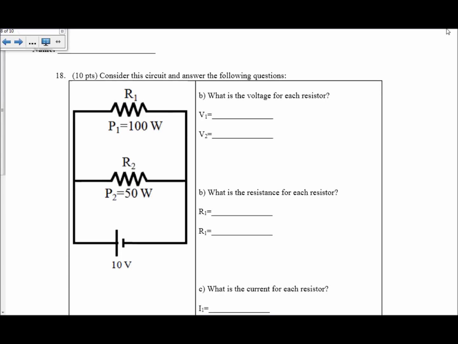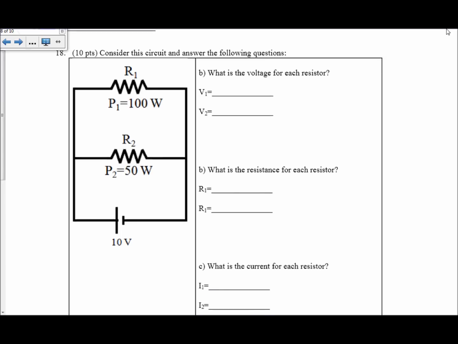Consider this circuit and answer the following questions. What is the voltage for each resistor? They're in parallel, so the same voltage, 10 volts. What is the resistance for each resistor? Well, power is V squared over R, so my resistance is just V squared over P. So for example, 10 squared over the power, which was 100 watts. So that's 1 ohm, I'm sorry. Yeah, 1 ohm for the resistance. And here it's 10 squared over 50, which is 2 ohms.